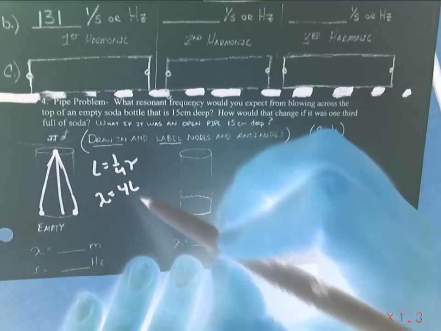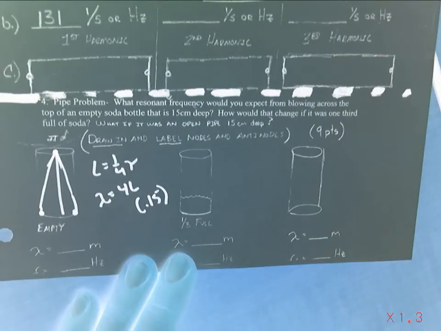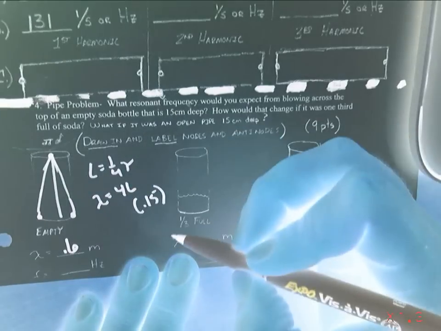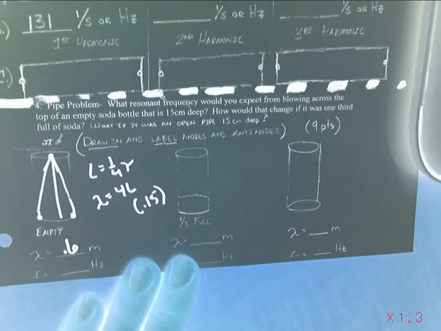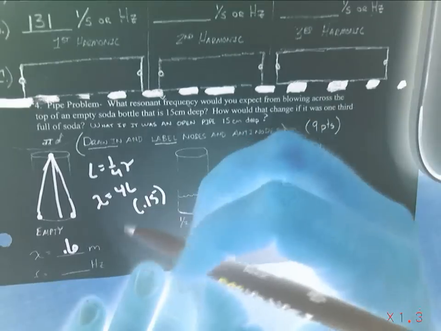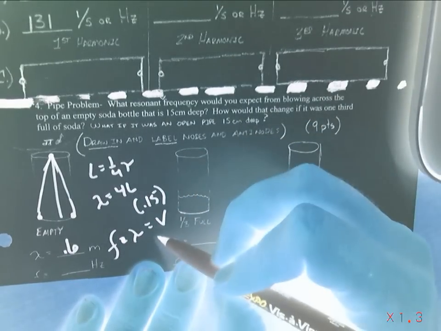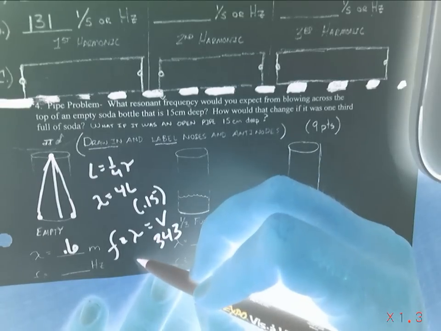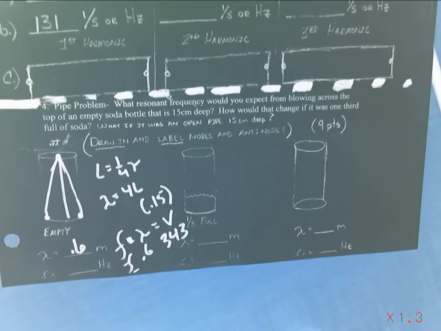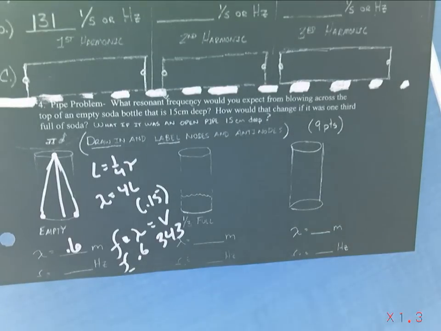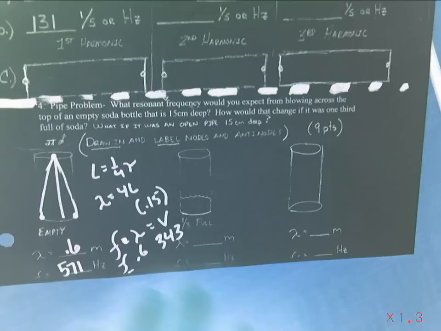Wavelength equals 4L. If the length is 0.15, we're just going to say 4 times 0.15, or 0.6, so 0.6 for the wavelength. Then we have to find the frequency. So frequency times wavelength is the velocity. It's a pipe, so we've got to use 343, put in 0.6 for the wavelength, and we can solve for the frequency. So you take 343 divided by 0.6, you get 571 for the frequency. That's the noise that you would get when you blow over top of that length, 15 centimeters of a closed pipe.